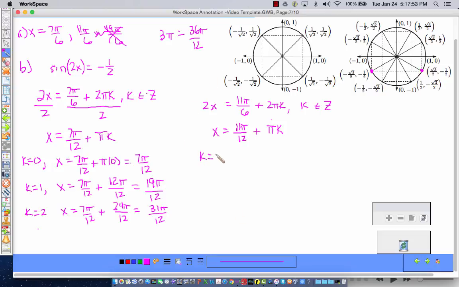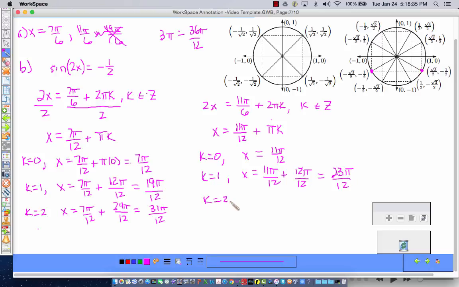So again, k equals 0 here. I get x equals, and let's try and do this in our heads now, 11 pi over 12 plus 0, because pi times 0 is 0, equals 11 pi over 12. K equal to 1, okay, so that means that x is going to equal 11 pi over 12 plus pi times 1, or pi, or 12 pi over 12. That's equal to 23 pi over 12. And you see we have the same pattern, right? 11 pi over 12 plus 12 pi over 12 is 23 pi over 12.